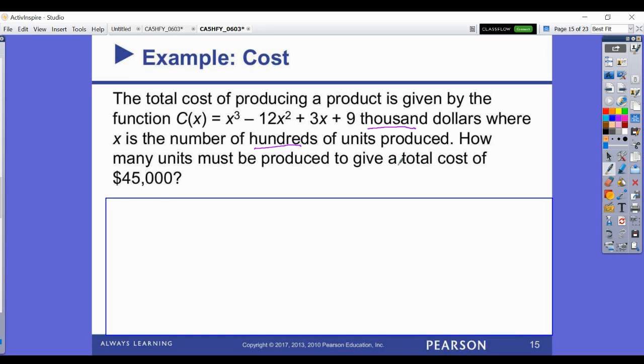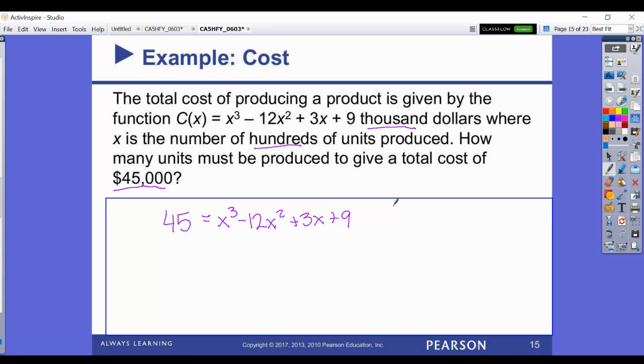How many units must be produced to give a total cost of $45,000? So what I want to know is, when will this cost function equal $45,000? Well, this cost function, remember, is already in thousands, and x is in hundreds. So I want the cost to be 45, and I don't need to write the 3 zeros because it's already in thousands. 45 equals x to the third minus 12x squared plus 3x plus 9.